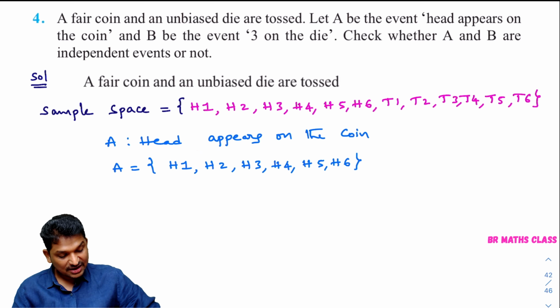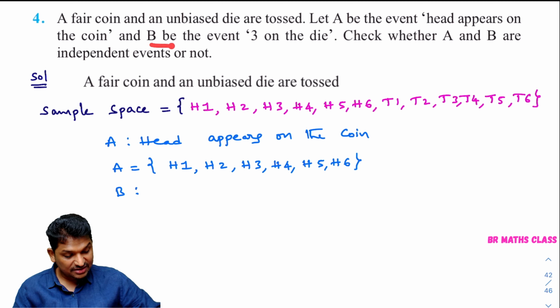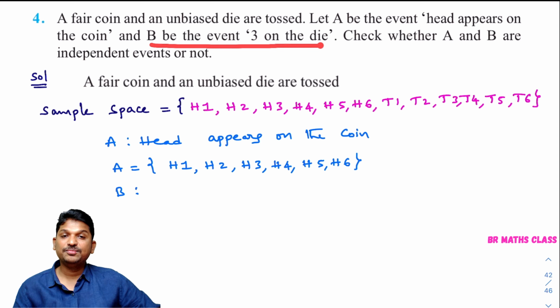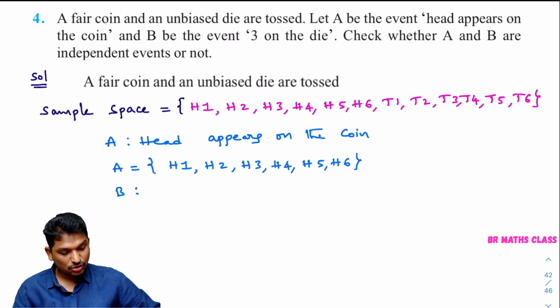Okay, so what is the event A? Head appears on the coin. They are saying that head appears on the coin, so A is the event that head appears on the coin. So I have written event A. Next I'll write event B. What is B? In the question only they are giving: B is the event that 3 on the die.